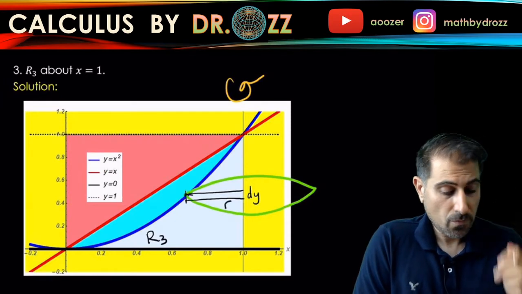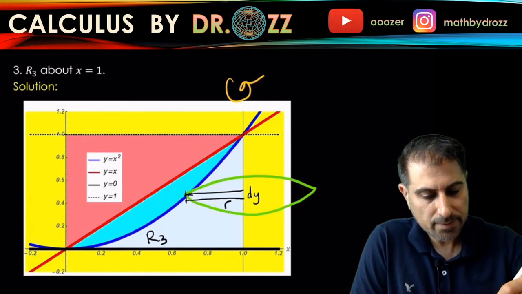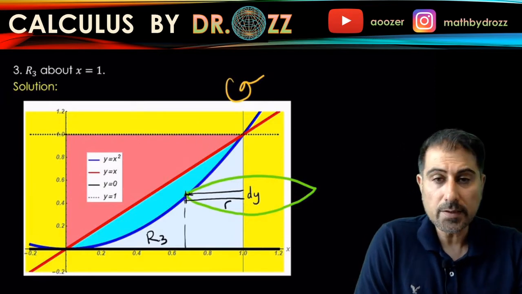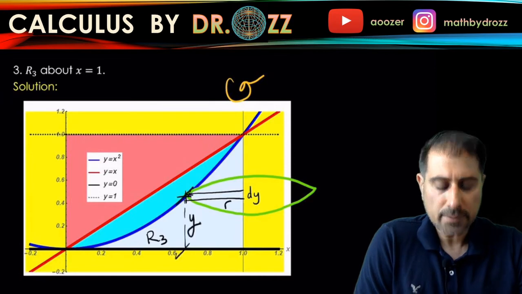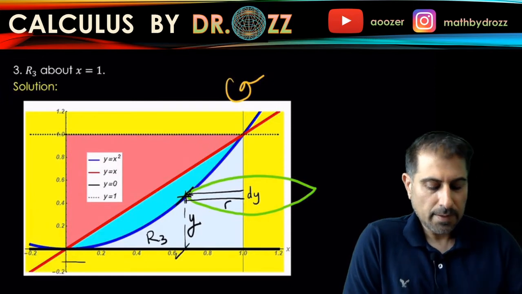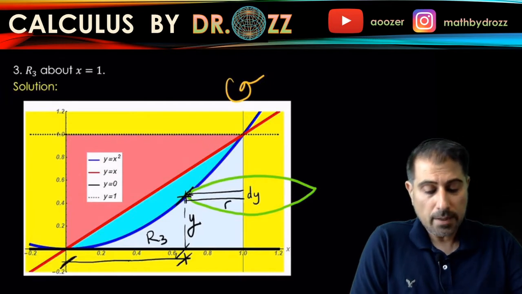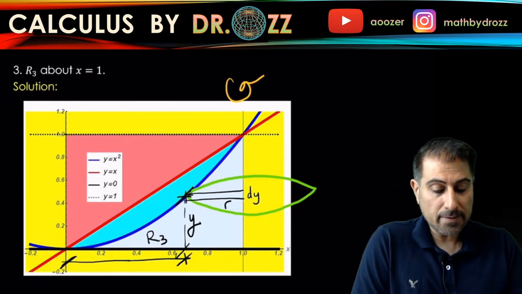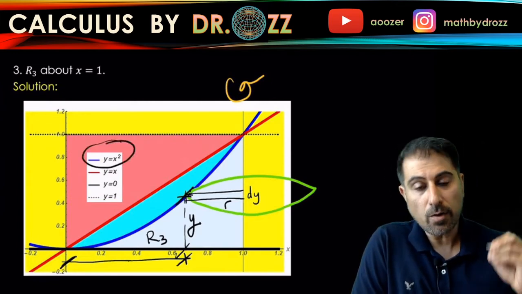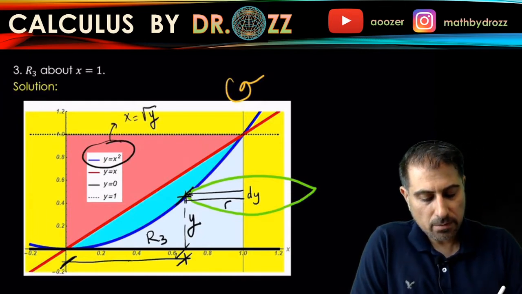Okay? So let's start labeling. Let's say this disk is y units far from the x-axis. So I need this distance here. And that distance is determined by the blue curve. And the blue curve is y equals x squared, but I need x of that. So I'm going to rewrite this as x equals radical y. So for that reason, this will be radical y.